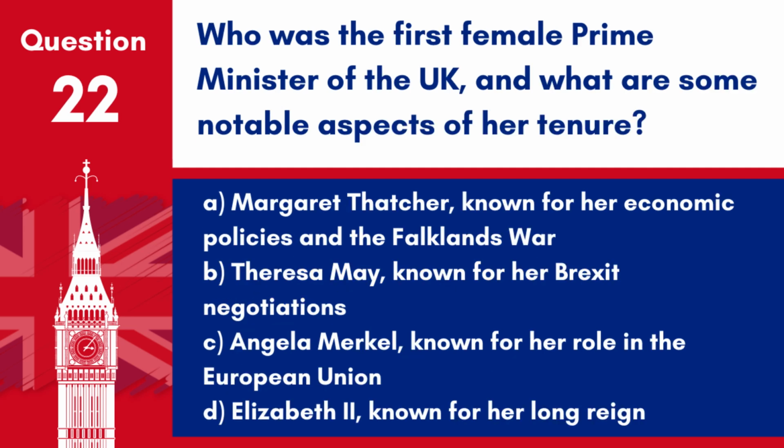Question 22. Who was the first female Prime Minister of the UK, and what are some notable aspects of her tenure? A. Margaret Thatcher, known for her economic policies and the Falklands War. B. Theresa May, known for her Brexit negotiations. C. Angela Merkel, known for her role in the European Union. D. Elizabeth II, known for her long reign.